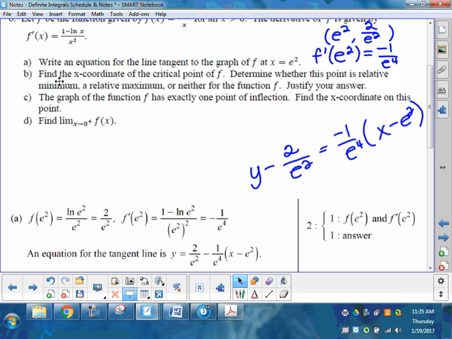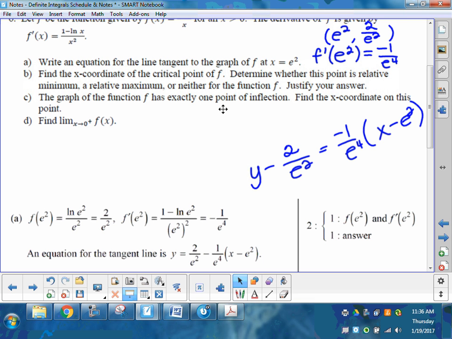For the second one, find the x-coordinate of a critical point of f. Determine whether this point is a relative max or min or neither of the function. Justify your answer. Remind me to tell you about your sign charts in just a second. What would we have to do in B in order to answer out B? We got 1, 2. Jack? What's your derivative? 1. There you go. Set that equal to 0 means really, what are you going to be setting equal to 0?